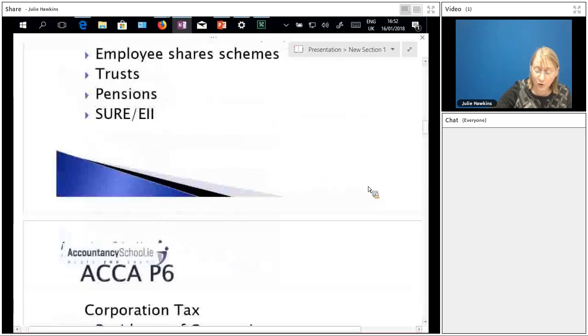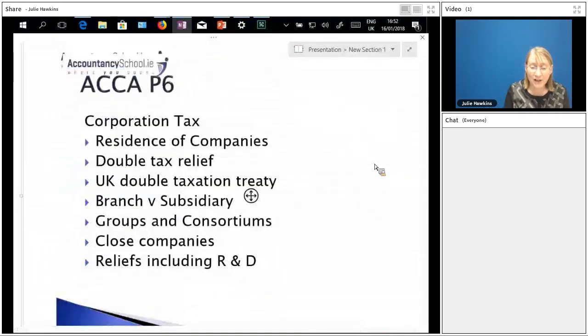When we move on to corporation tax, again we spend a lot of time looking at the residence of companies, double taxation relief for companies. We study the UK double taxation treaty. We look at the difference from a tax perspective on a branch or a subsidiary. We look at group relief, which we did actually start in F6, but we continue this very, very important topic. And we also look at consortiums. We look at the taxation of closed companies. And we look at major reliefs that we didn't do in F6, like R&D, research and development.